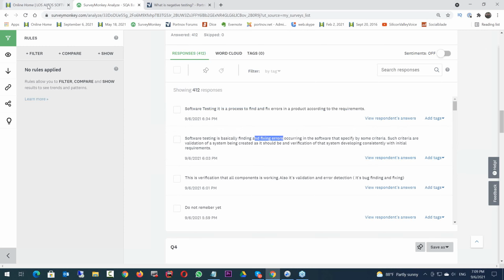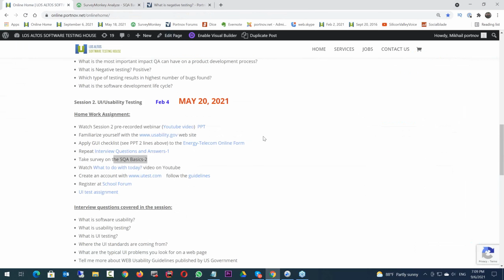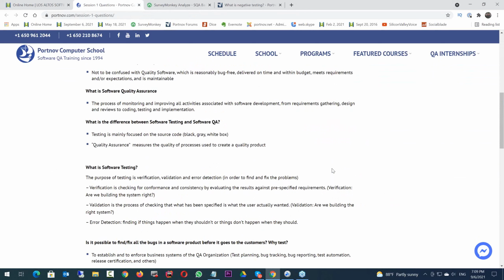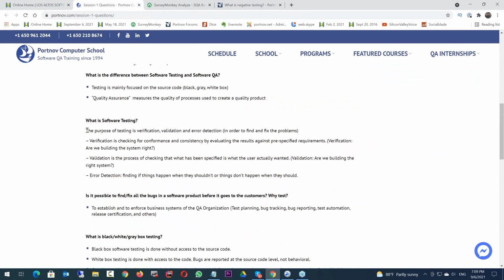Guys, there is just one place from where you are supposed to find the answers, and that place is here. It is given to you to prepare. And it says, what is software testing? And it says, the purpose of testing is verification, validation, and error detection. Verification is making sure that software is up to requirements. Validation is making sure that requirements are benefiting the client, the user.